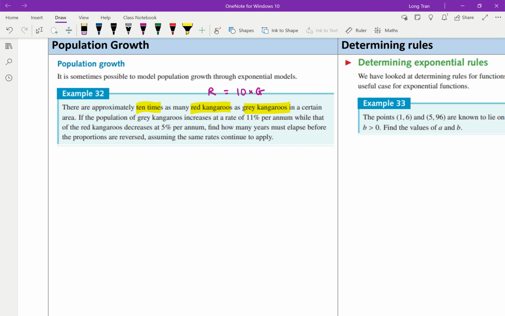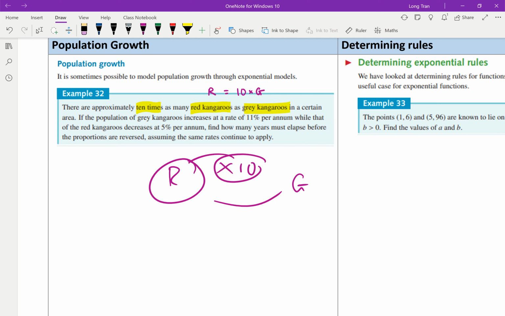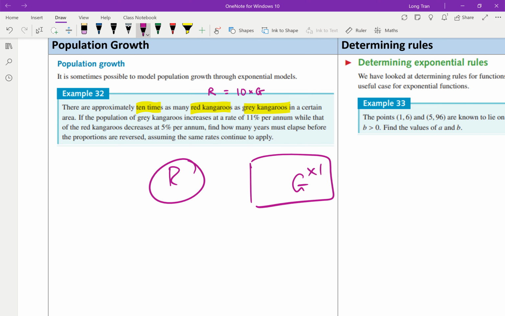10 times as many red kangaroos. So whatever the number of red kangaroos are, there are 10 times as many for gray. Does that make sense? It feels like you're doing 10 times the red, doesn't it? But it's not, because it's saying that whatever red is, there's going to be 10 times as many of that for the grays.